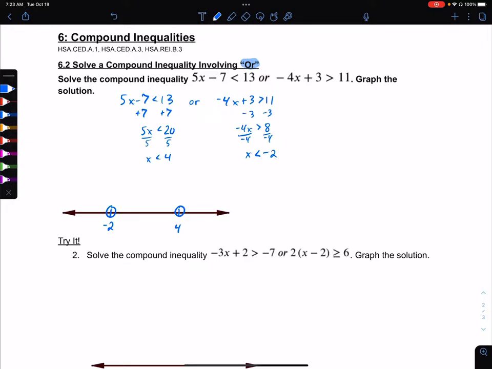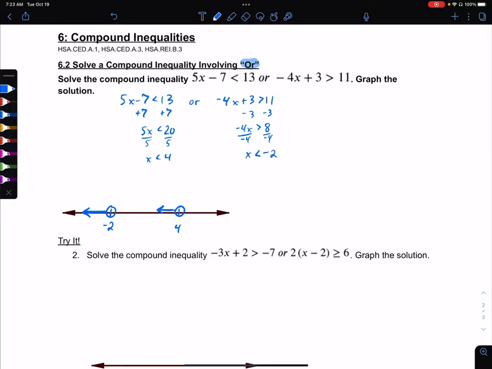Here we have x is less than 4. And this one's kind of a problem one, but x is less than 4 would go in this direction to the left here. And x is less than negative 2 would also go to the left here. So we would shade that left side.